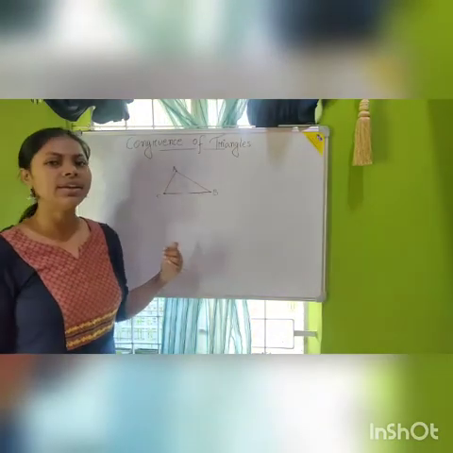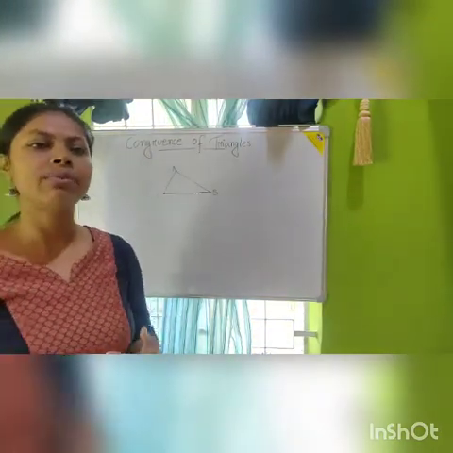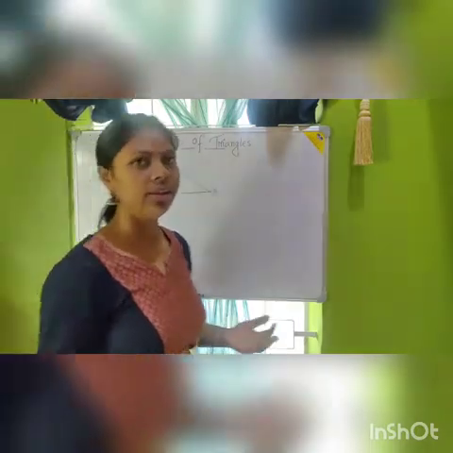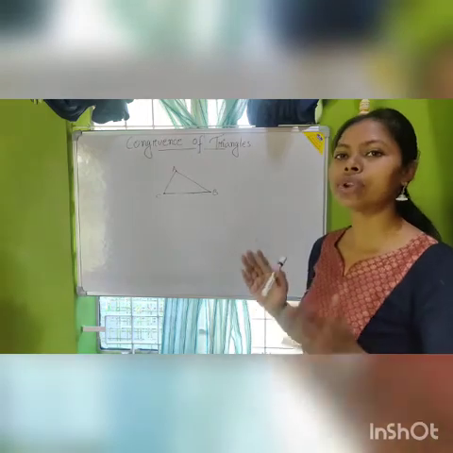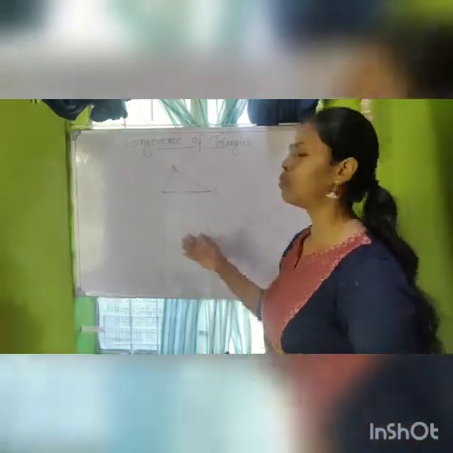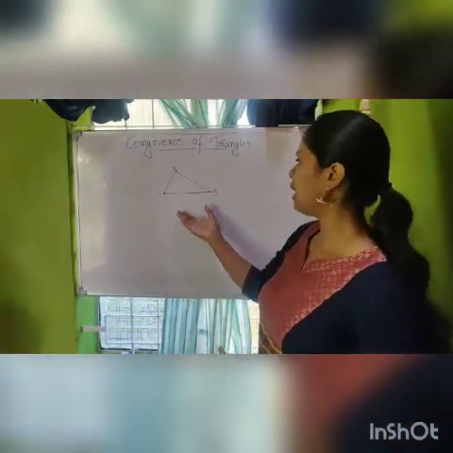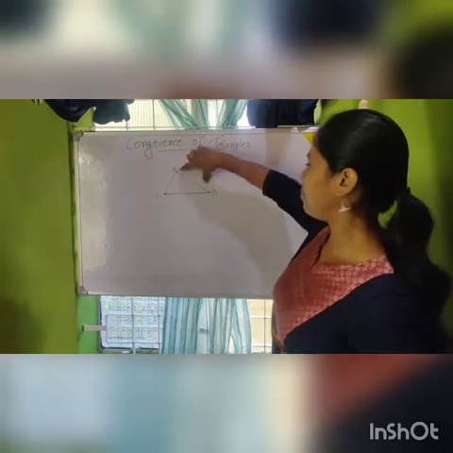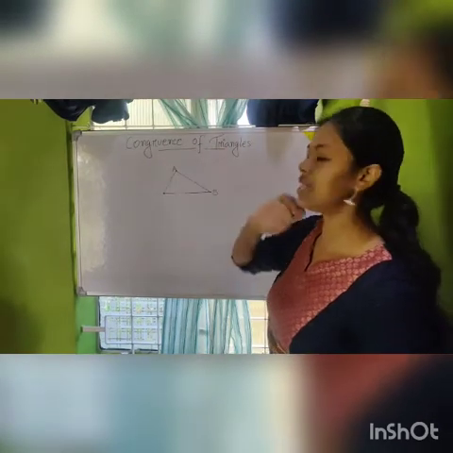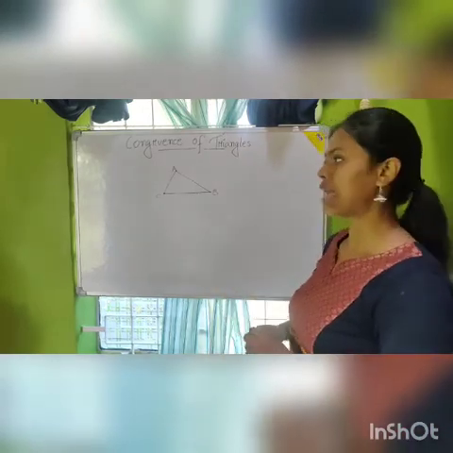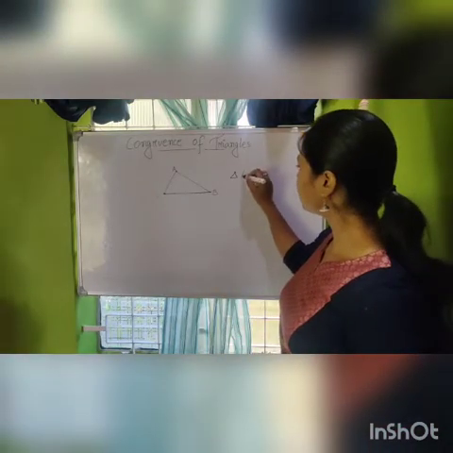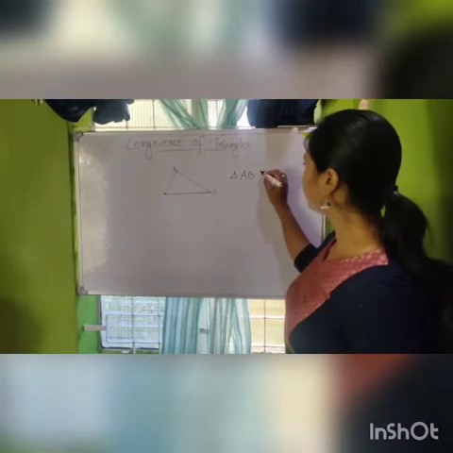Now to understand the congruence of triangles, at first we have to know what a triangle is. A triangle is a polygon which has three sides. Here I have drawn one triangle, and you can see the sides AB, BC and CA are the three sides of this triangle, which we can name triangle ABC.